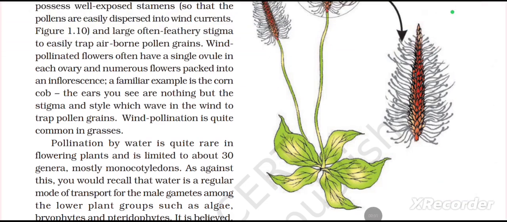Wind-pollinated flowers often have a single ovule in each ovary and numerous flowers packed into an inflorescence. A familiar example is the corn cob. The ears you see are nothing but the stigma and style which wave in the wind to trap pollen grains. Wind pollination is quite common in grasses.